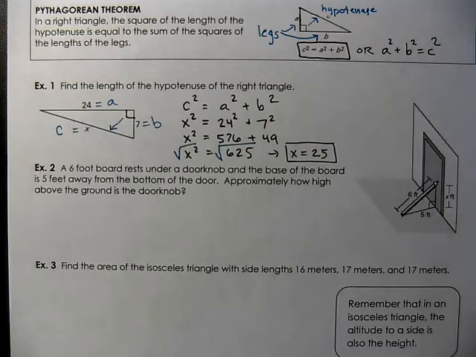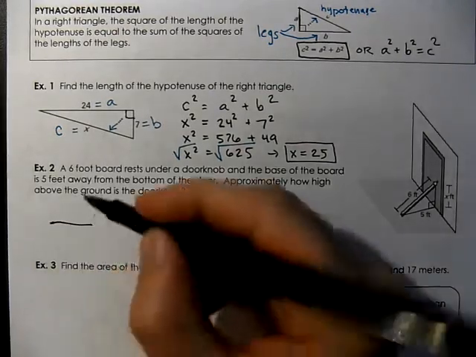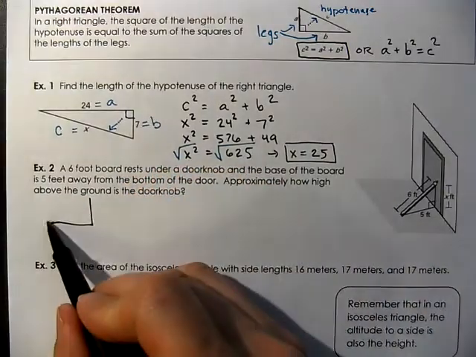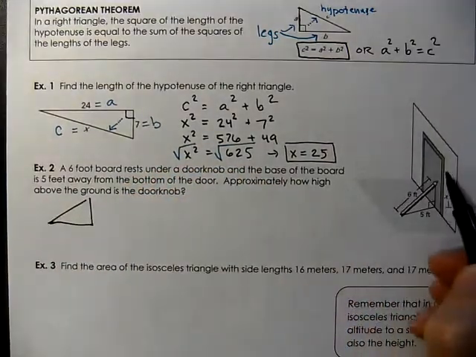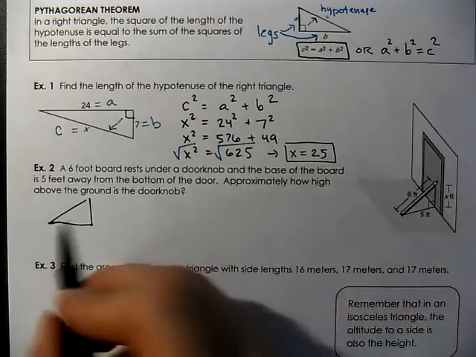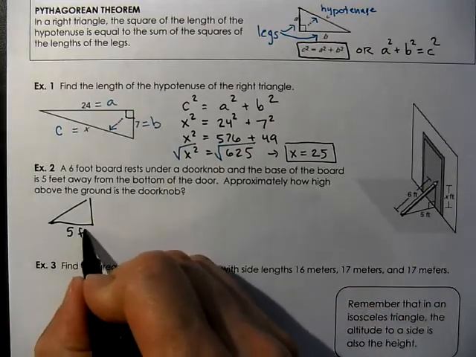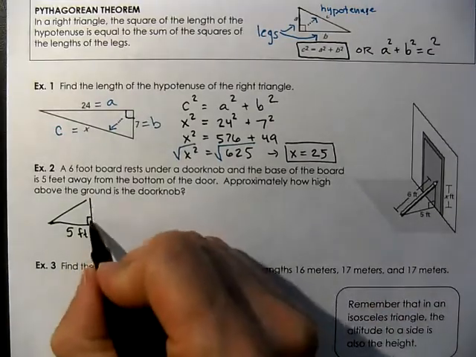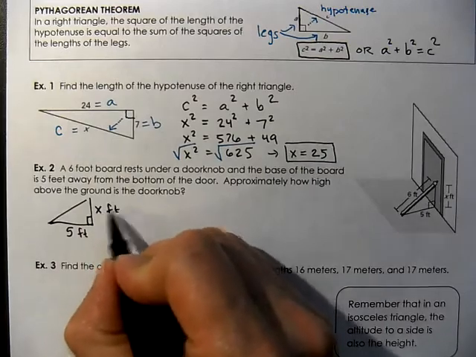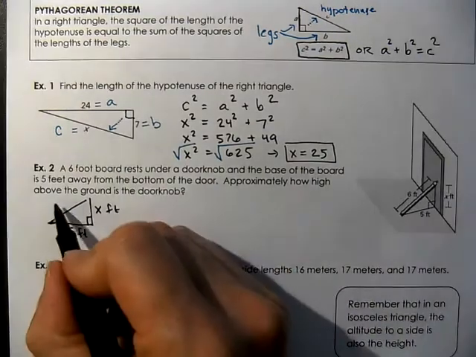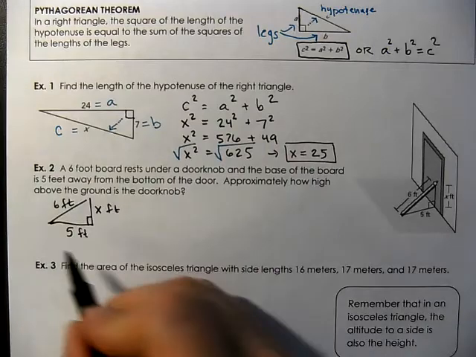If it helps, you can redraw this triangle so that it's just in a 2-dimensional diagram as opposed to this 3-dimensional picture. The bottom is the 5 feet, there's the right angle, the height is what we don't know, that's the variable of x, and then the board length is 6.